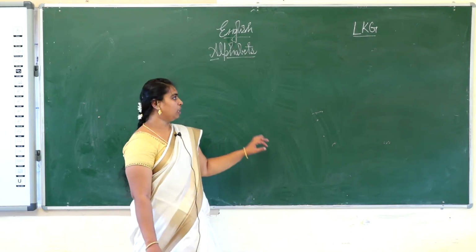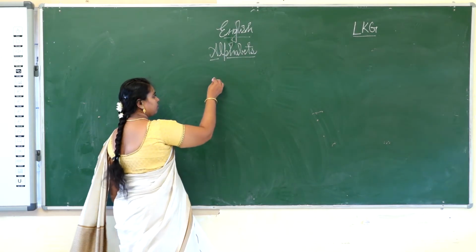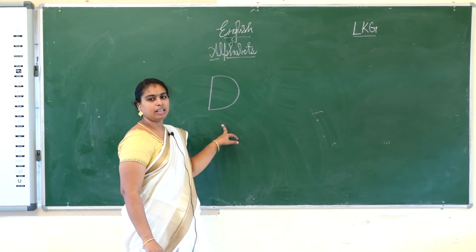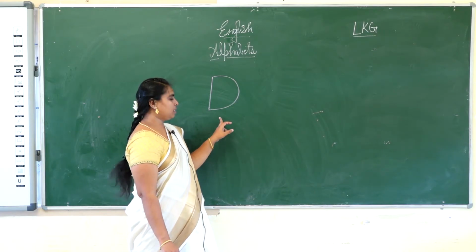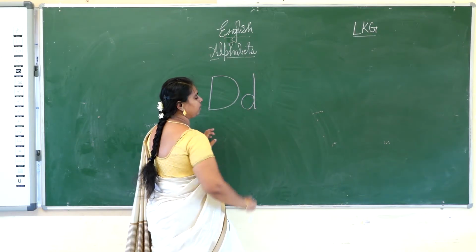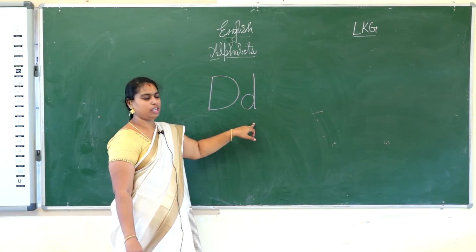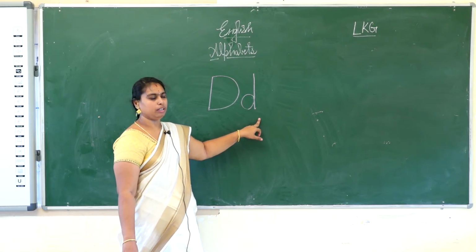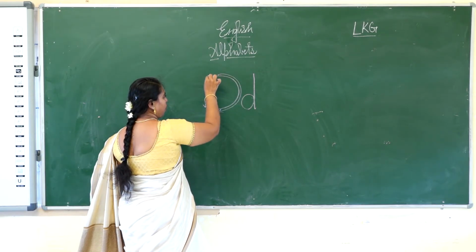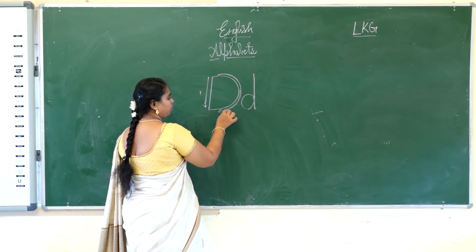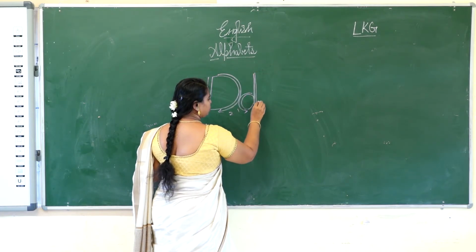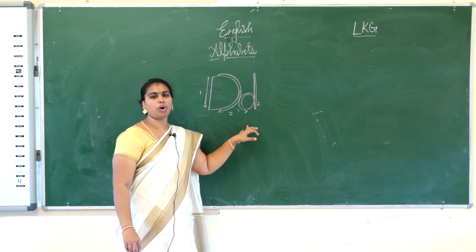Okay, children. Now let's see the next letter. Capital D. What is this? Capital D. And small d. What is this? Small d. Capital D and small d. One standing line and one left open curve. 1, 2. And this is small d. 1, 2.